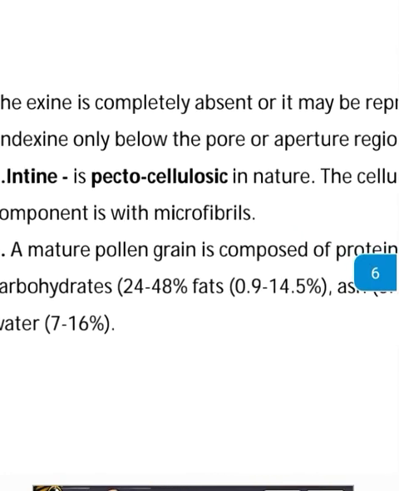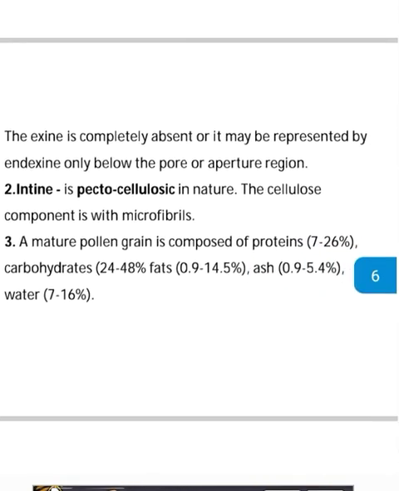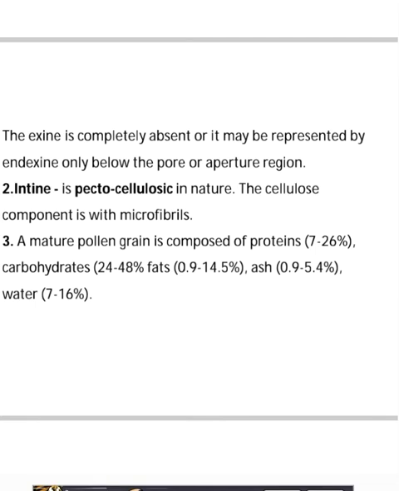The exine is completely absent, or it may be represented by endexine only, below the pore or aperture region. Pollen grains possess some germ pores. So below the germ pores, there is only endexine. Exine is completely absent, or it may be represented by endexine. So ectexine is absent in the germ pore.